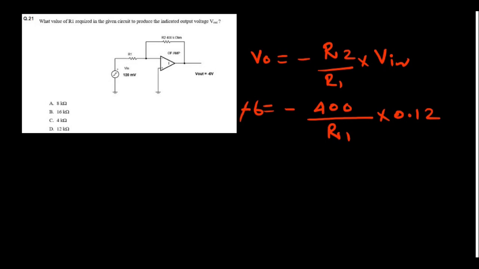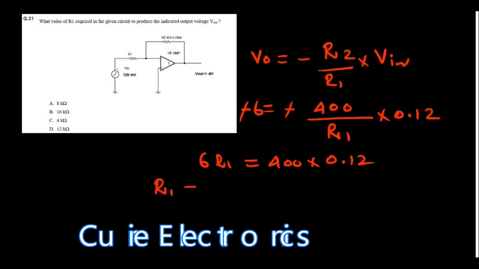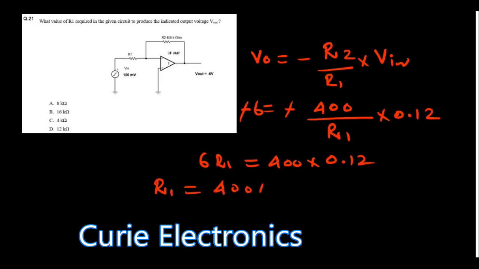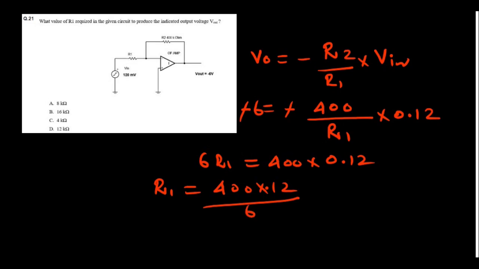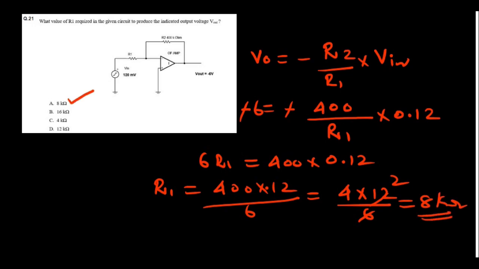So this negative sign cancels. So 6 times R1 equals 400 multiplied by 0.12. So R1 equals 400 multiplied by 0.12 upon 6, which we can write as 4 multiplied by 12 upon 6, 2 times. So it is 8. What is the unit? Kilo ohms. So you will get the answer as 8 kilo ohms.